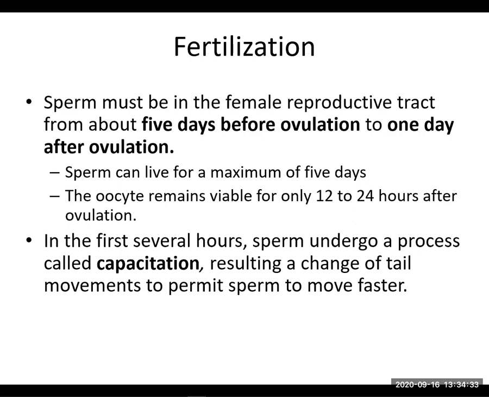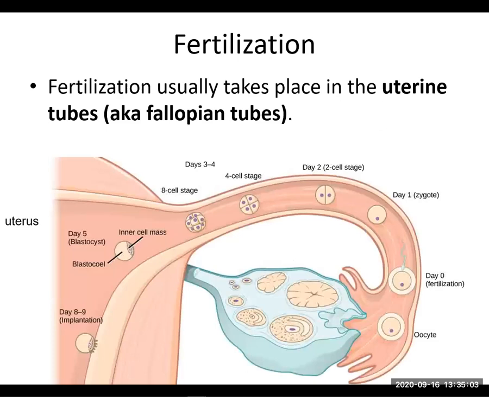When sperm enter into the woman's body, the sperm will very quickly go through a process called capacitation. The tail will swim much faster, which allows the sperm to move into the fallopian tube. And when they reach the fallopian tube at the time of fertilization, they will see the oocyte and can conduct the fertilization.